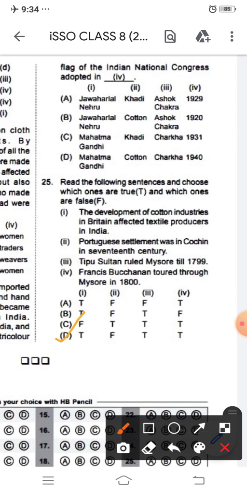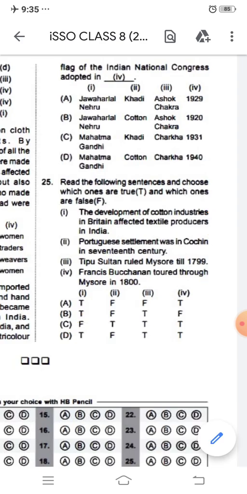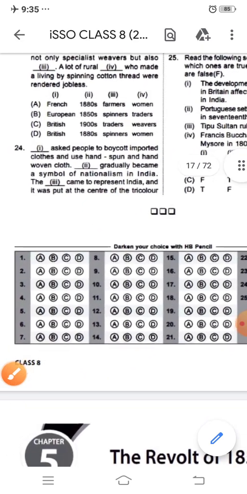Why? The development of the cotton industries in Britain affected textile producers in India. That is totally true. Portuguese settlement was in Cochin in the 17th century. This is false, because it is not Cochin, that is Pondicherry. Tipu Sultan ruled Mysore till 1799. That is also true. And Francis Buchanan toured through Mysore in 1800. That is also true. So those are all the questions and answers from this area.